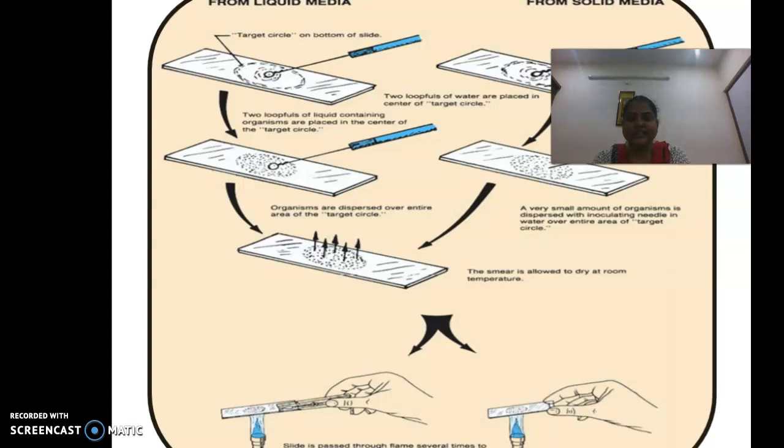So you can see this is a diagrammatic representation of how the smear is prepared from liquid media and from solid media. On the slide an area is marked, and within the marked area the small amount of the culture is evenly distributed to form a thin film.